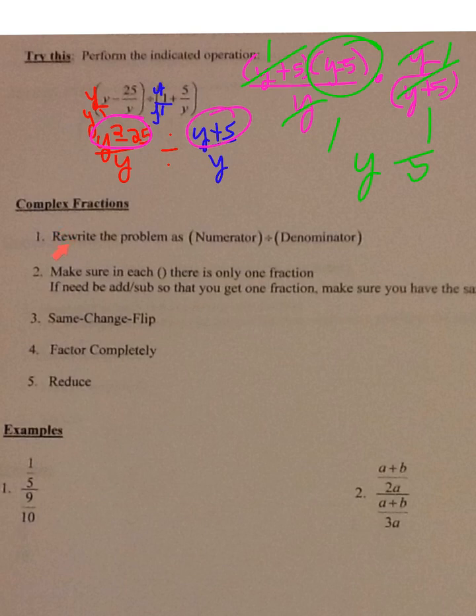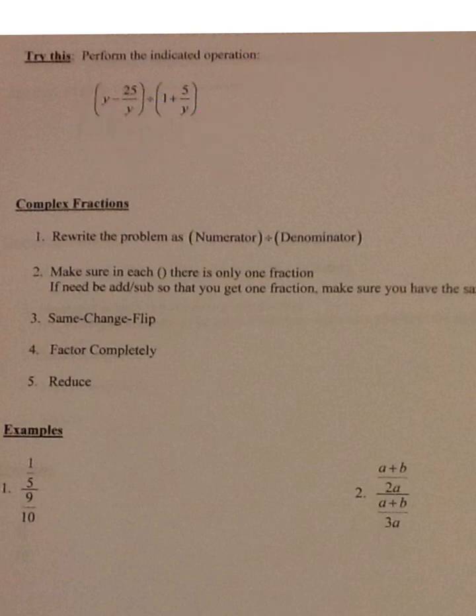The first thing you're going to do is rewrite the problem so that you have a numerator divided by a denominator, like this. Okay, just like they do now. Make sure in the parentheses there is only one fraction, so that's the same thing I did in the do now. And I made sure I had one fraction. If you need to add or subtract, do so to get one fraction. Make sure though you had the same denominator, just like I did in the do now. And then you could do same change flip, the division. Make sure you factor completely, and then you can reduce. All right, so let's take a look at the first example.